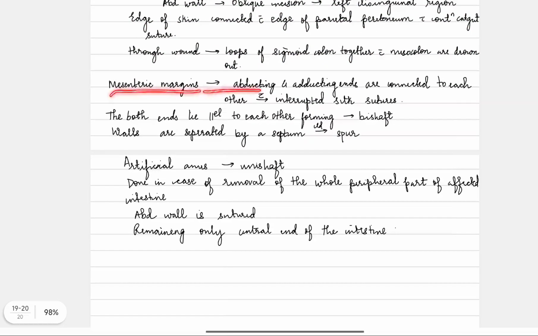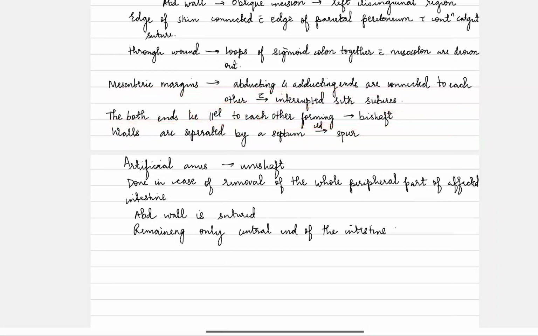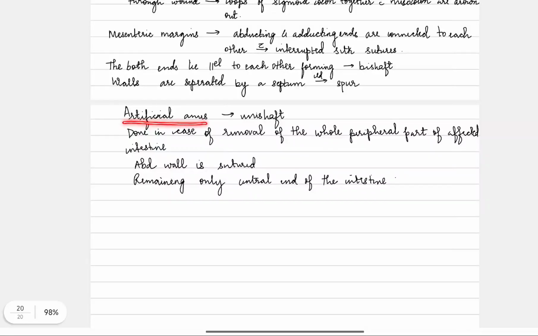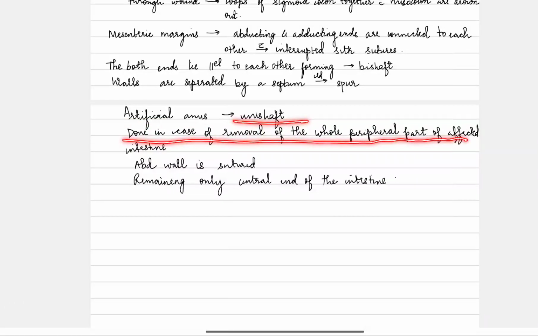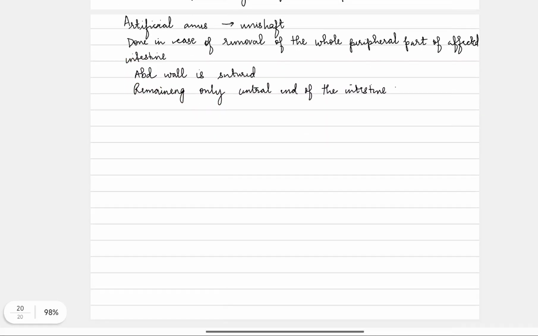The mesenteric margins of the abducting and adducting ends are connected to each other with interrupted silk suture. Both ends lie parallel to each other, forming a double-barreled shape. The walls are separated by a septum called the spur. The artificial anus is single-barreled and done in case of removal of the whole peripheral part of the affected intestine. The abdominal wall is sutured, leaving only the central end of the intestine.